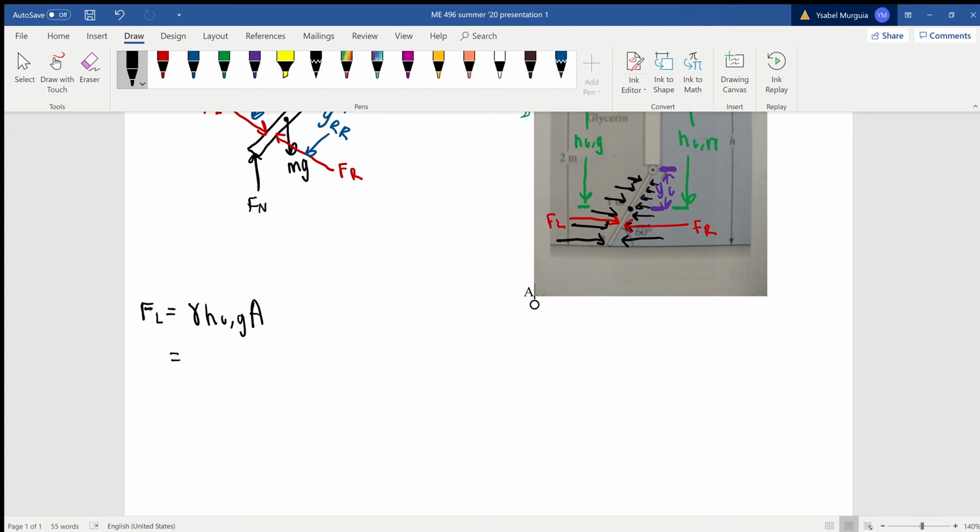This specific weight value for glycerin I found in the textbook to be 124,000, and I converted it to newtons. In the book it is in kilonewtons, but I converted it to newtons per meter cubed.